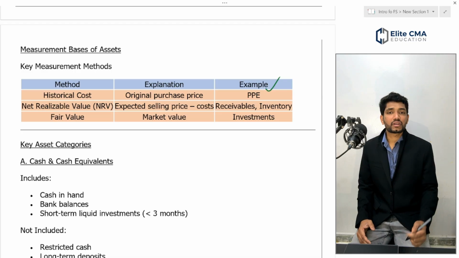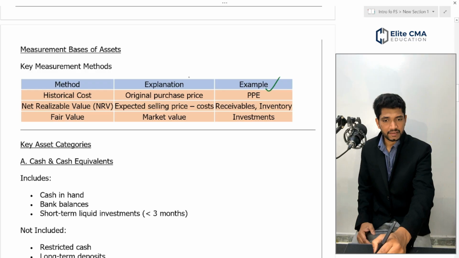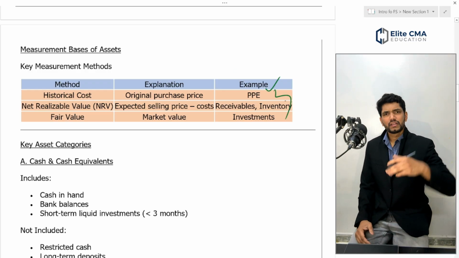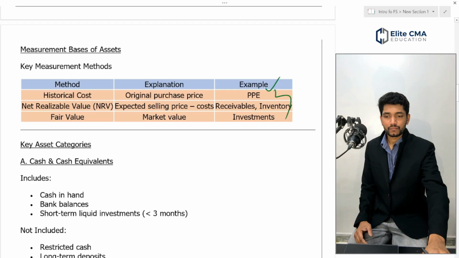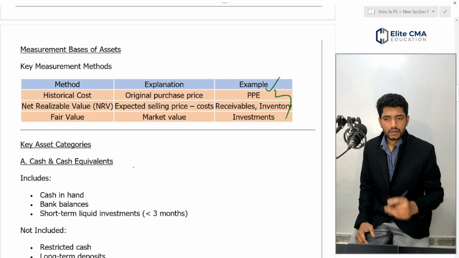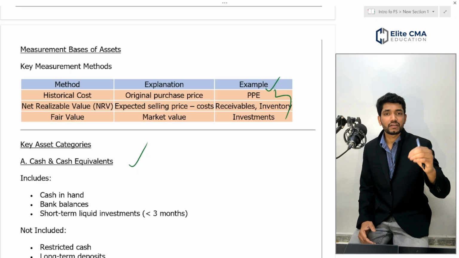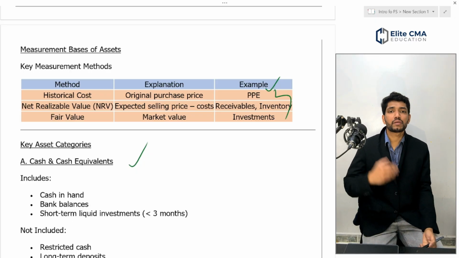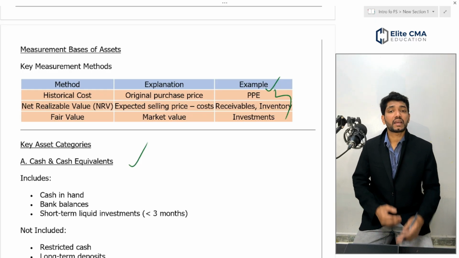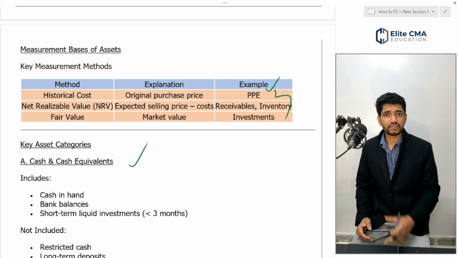So these are some measurement bases for assets based on the asset categories. Then key asset categories. The first category is cash and cash equivalent. The key items included are cash in hand, bank balances, and short-term investments which can be converted into cash within 3 months. So these are the cash and cash equivalents.